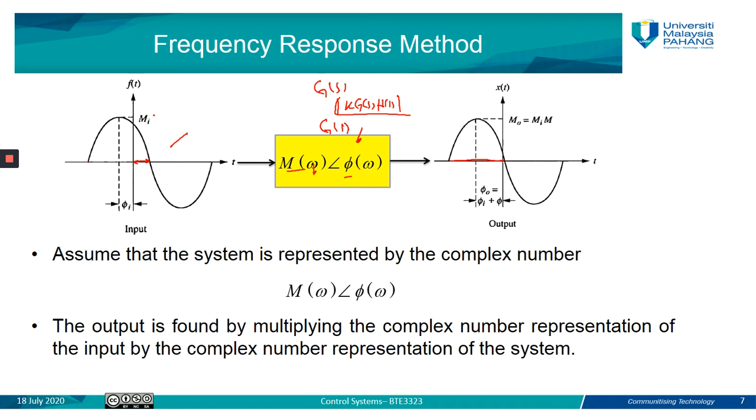Also, the magnitude of the output will be equal to the magnitude of the input times the magnitude of the transfer function itself. So the magnitude changes, equal to the input magnitude multiplied by the magnitude of the transfer function, and the phase shift also changes. So these are the two main things that change during the frequency response. For that, since we have magnitude change and phase change, the Bode plot method will focus on two types of graph, one related to the magnitude and one related to the phase.